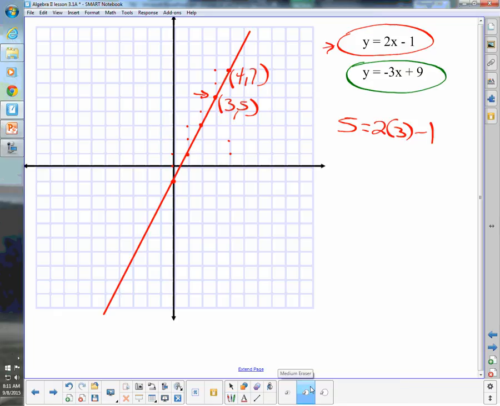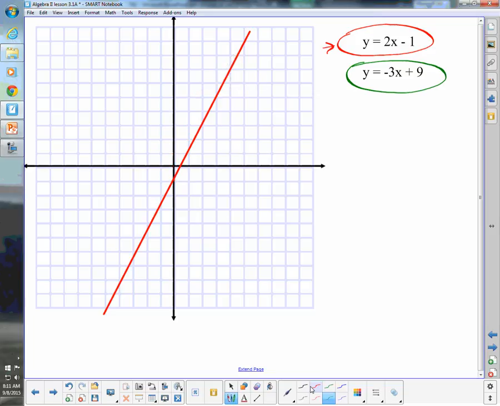All right. Now, once we've got that, we're going to be graphing the green line next, the other one. Once again, that one is in slope-intercept form also. My y-intercept is 9, so since we're taking a look at that y-intercept, let's count up 9. 1, 2, 3, 4, 5, 6, 7, 8, 9. That's where the first dot begins.